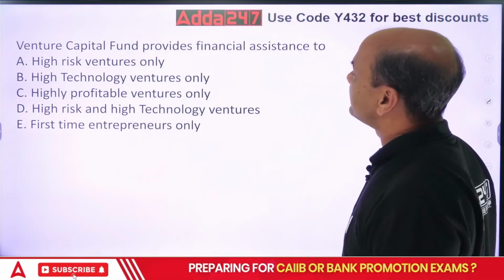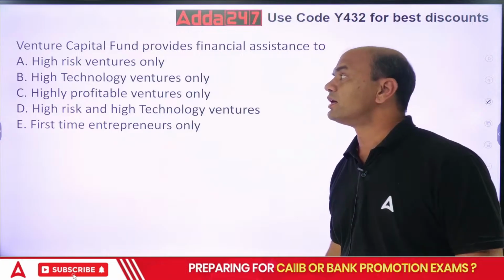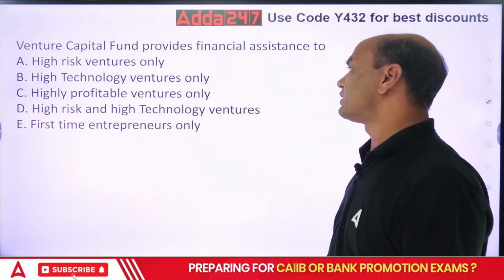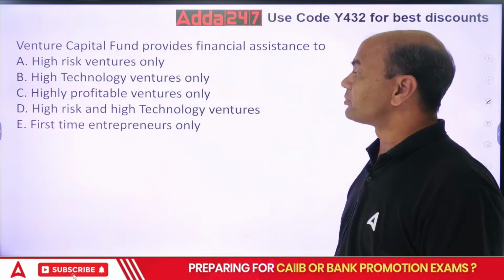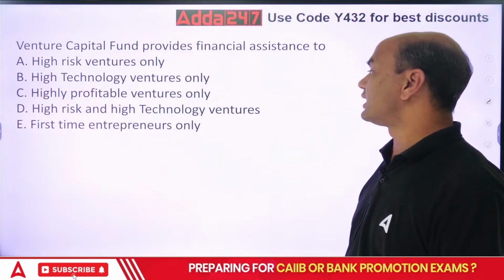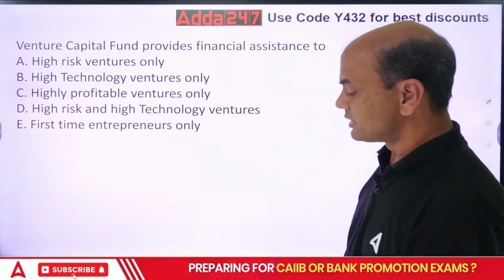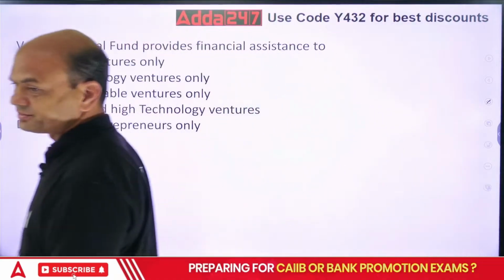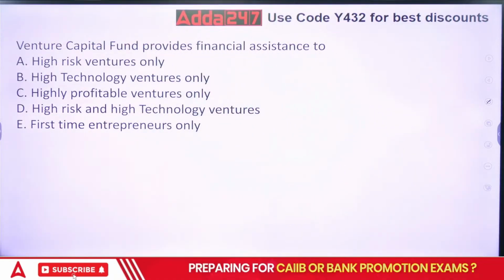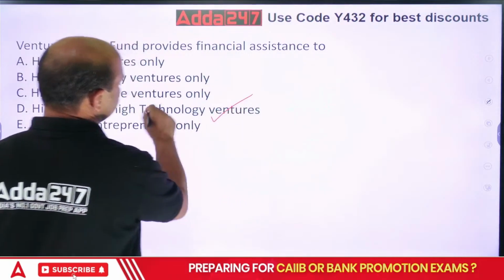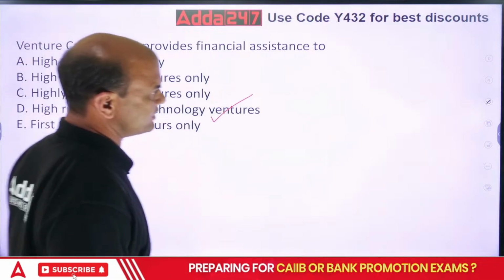Venture capital fund provides financial assistance to: high risk ventures, high tech ventures only, high profitable ventures only, high risk and high tech ventures, first time entrepreneurs only. Think. VCs, we call it VCs, right? VCs give financial assistance to whom? To high risk and high technology. They generally invest in this high risk and high technology. Okay?